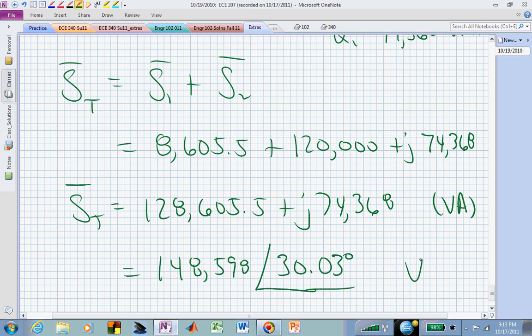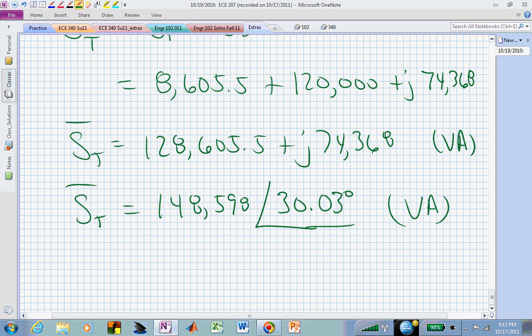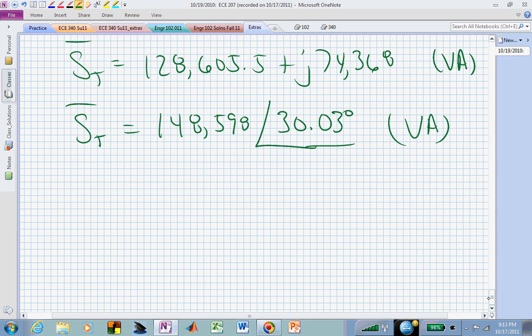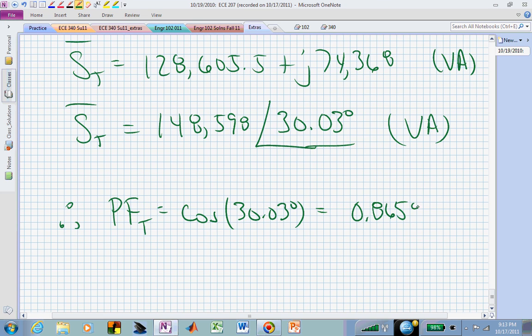30.03 degrees, and that 30 degrees for the total load should look very familiar, and we could then take the cosine of that angle because it was positive, we now have a lagging angle.